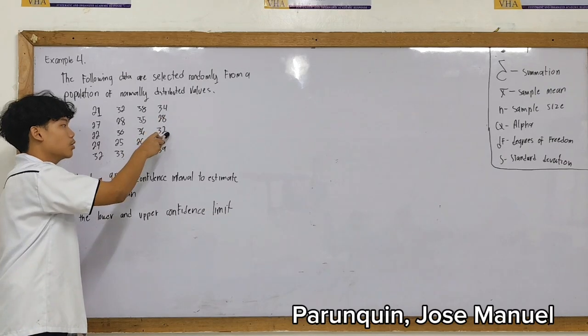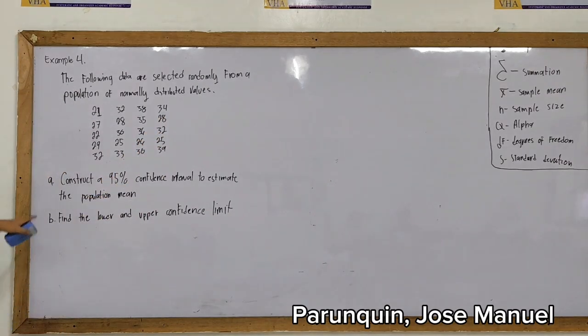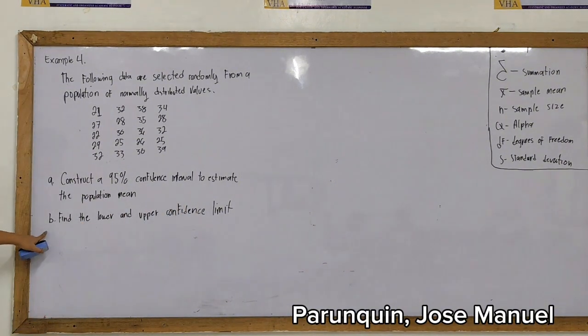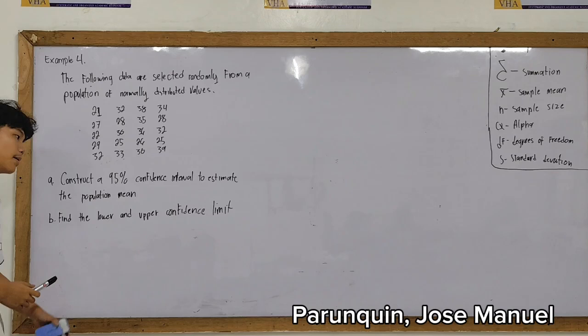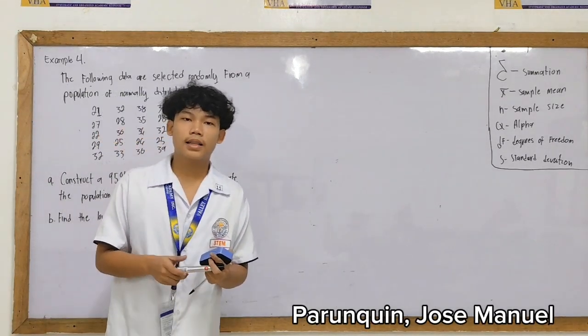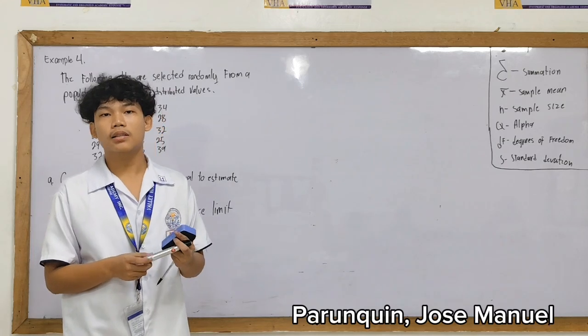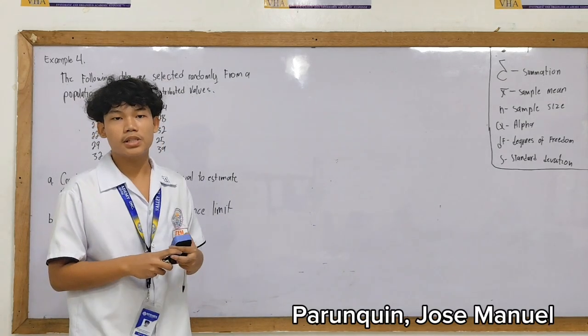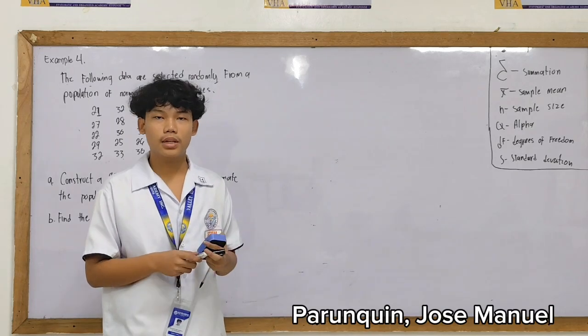34, 28, 32, 35, 39. So A is construct a 95% confidence interval to estimate the population mean. So we find the lower and upper confidence limits. So in step 1, we need to find the sample mean and our standard deviation. So to get this, first we need to write the table.